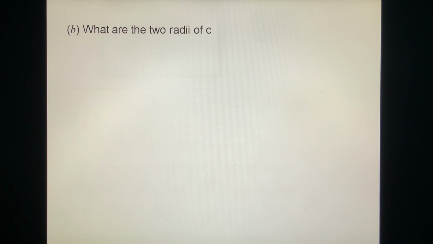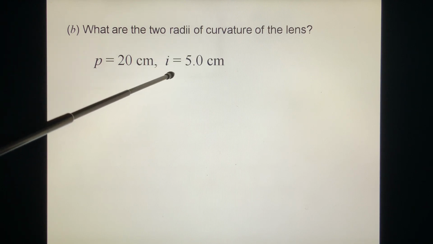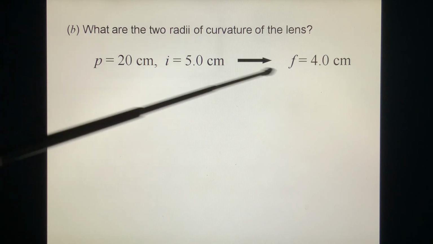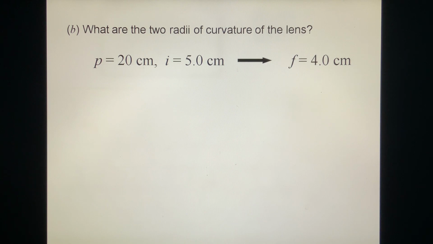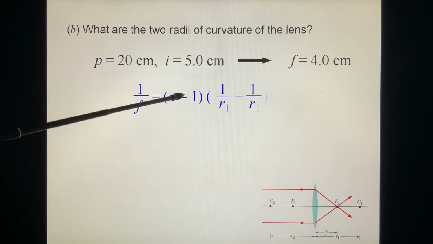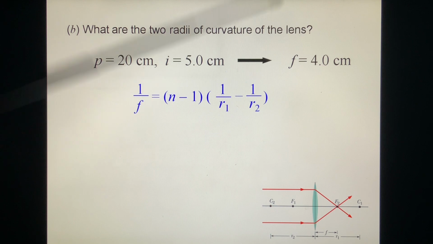Question B. What are the 2 radii of curvature of the lens? Now we know P, we know I, and we know the formula. So we can find f equal to 4.0, a positive number. What is f? 1 over f equals n minus 1 times 1 over R1 minus 1 over R2.